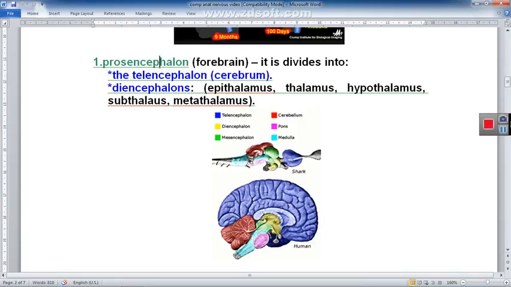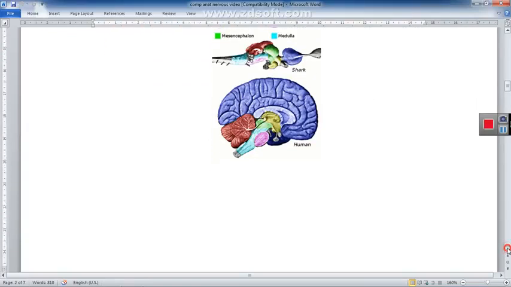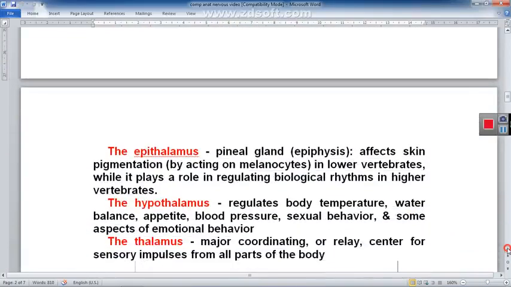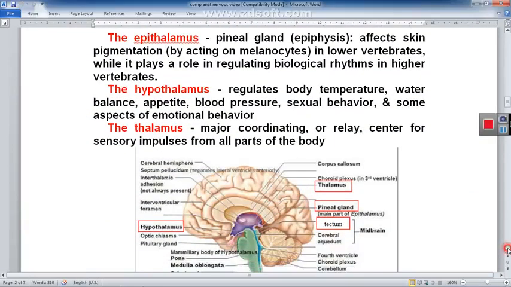So the telencephalon will form the cerebral hemisphere, the diencephalon will form thalamus, epithalamus over it, hypothalamus below it, subthalamus deep to it, and metathalamus on the sides of the thalamus. Meta means on the sides. This is a figure for the brain of a human. The pineal gland here is the epithalamus. Also, it is called epiphysis. This is it, the pineal gland.